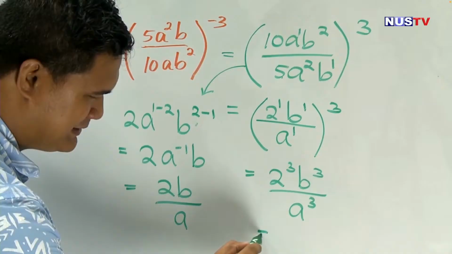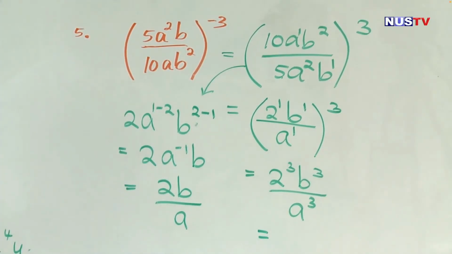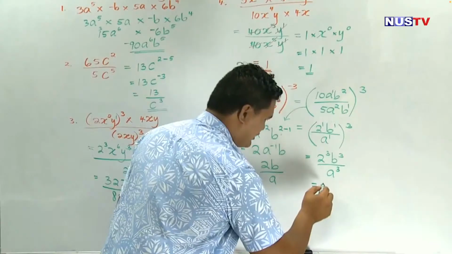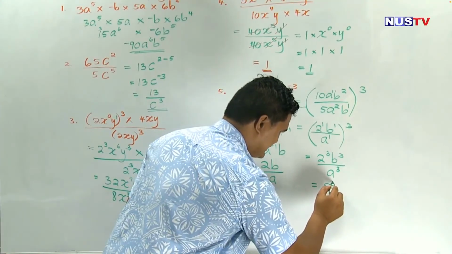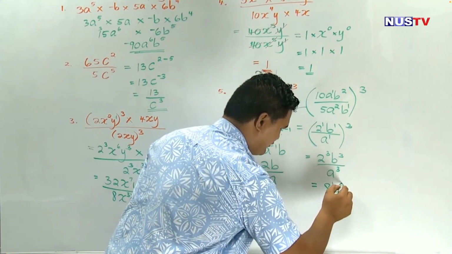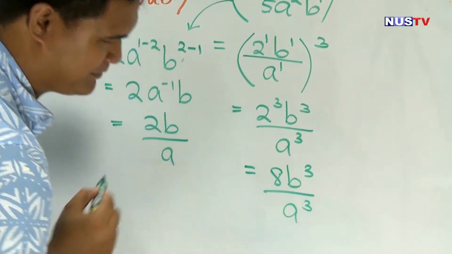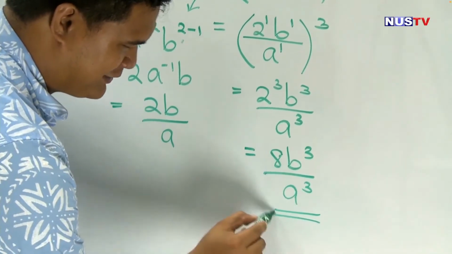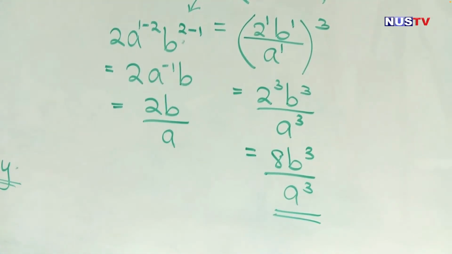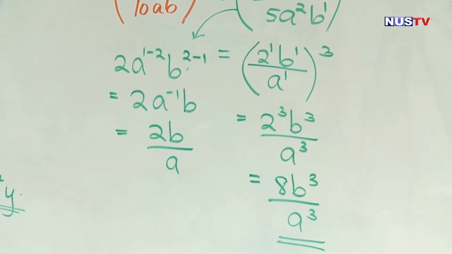So the last step of this working out, 2 to the power of 3 will be 8. Then we have b to the power of 3 over a to the power of 3. And that is the final answer for our last one in our activity.